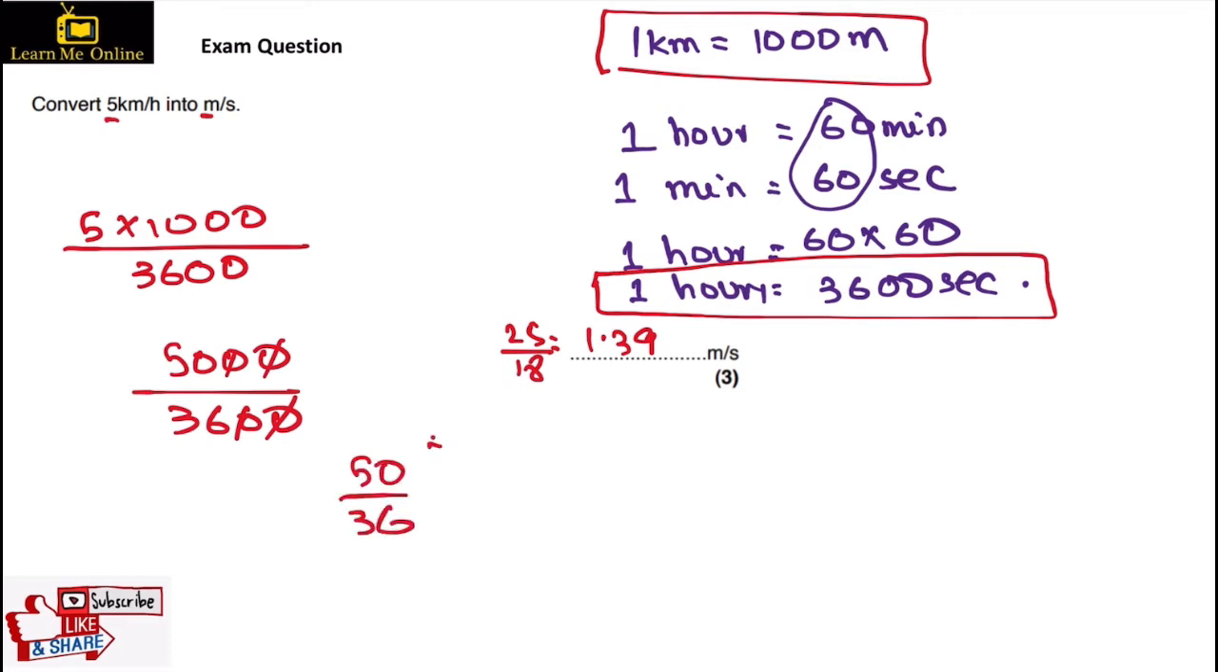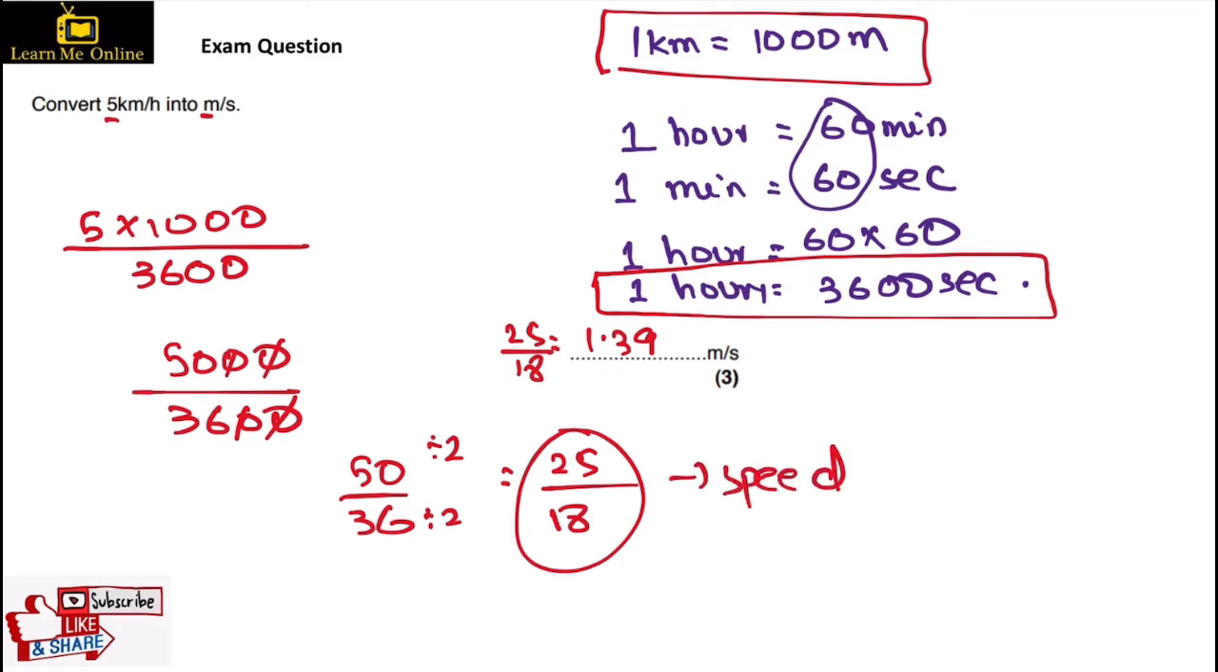You make the half of them. So when you make the half of them, half of 25 is... half of 36 is 18. And this is what you're supposed to be getting, which is the speed. So the speed is going to be, if you change that into the decimal, 1.39. Leaving it in fraction form would be 25 over 18.